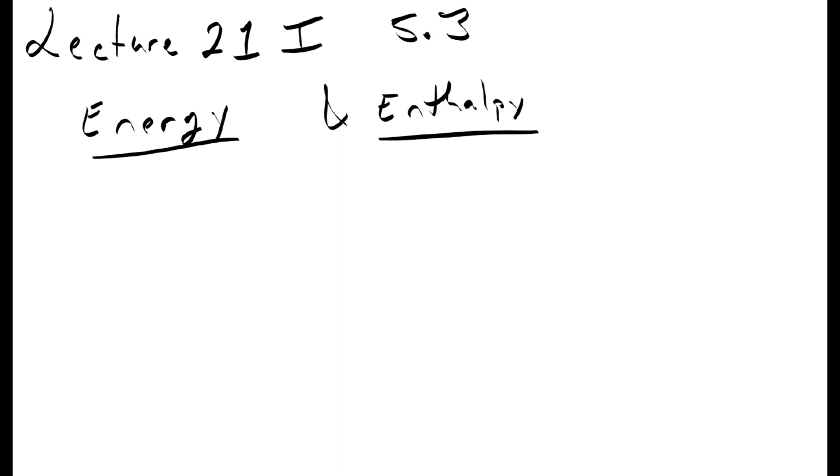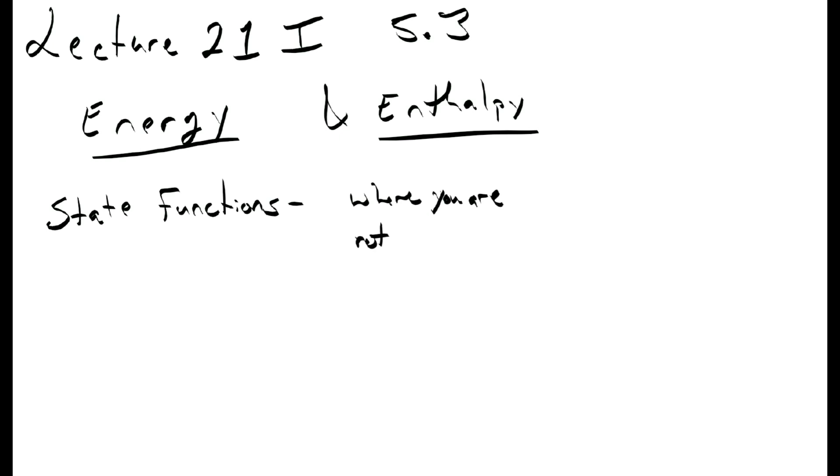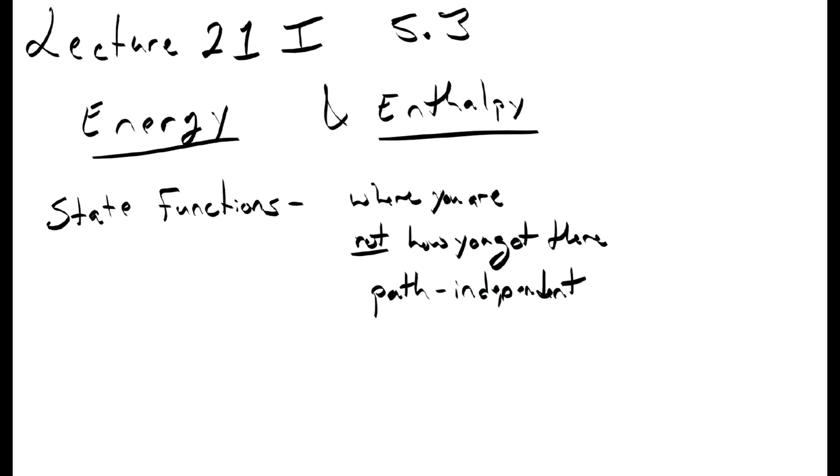First off, enthalpy and energy are state functions. Now, a state function is a function only of the state of the system. That's why they use the word state. It means where you are, not how you got there. So another word for it is path independent. Okay. Doesn't matter how you got there. All that matters is where you are. What is the state of where you are right now?